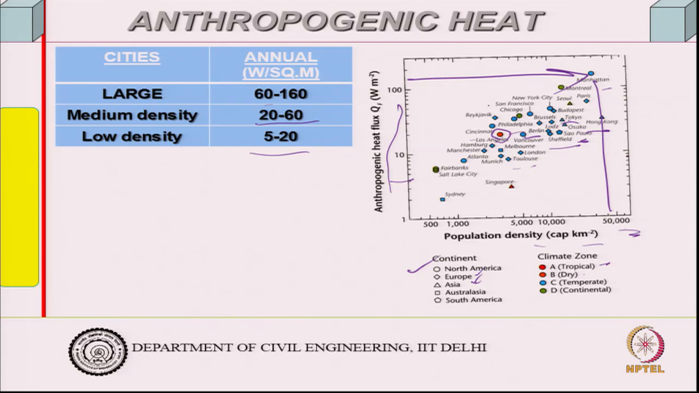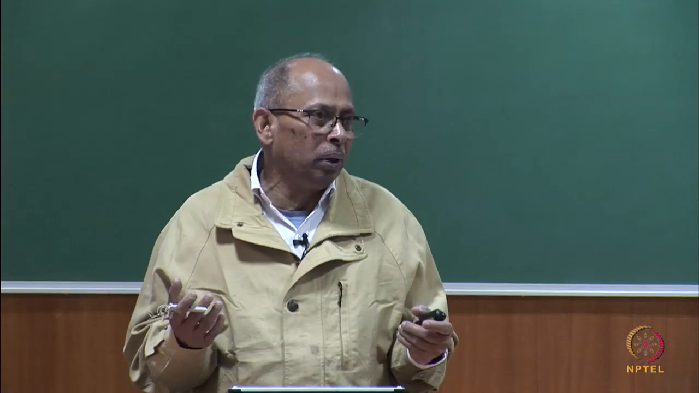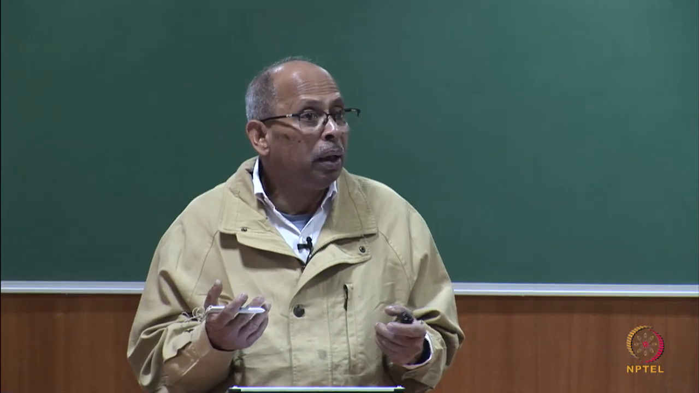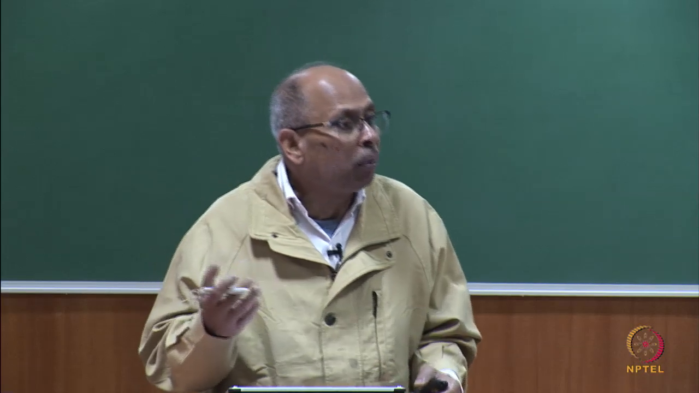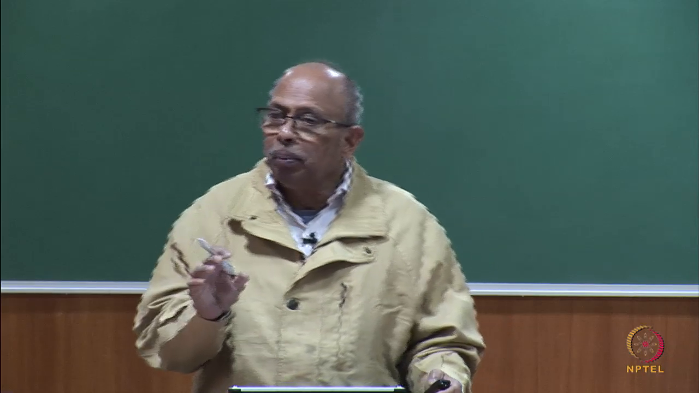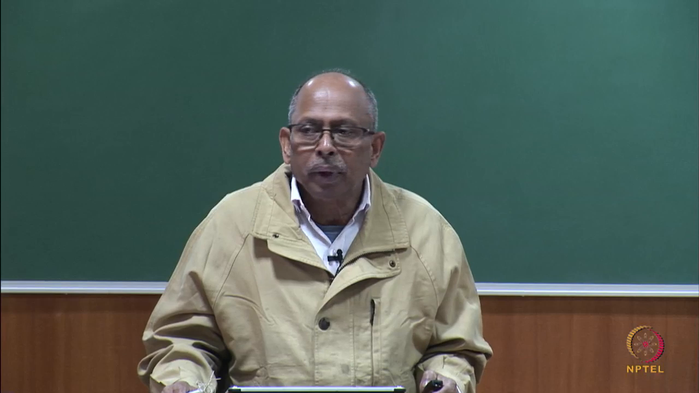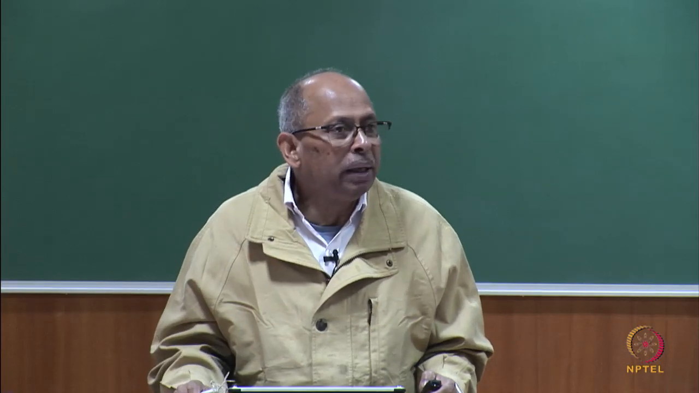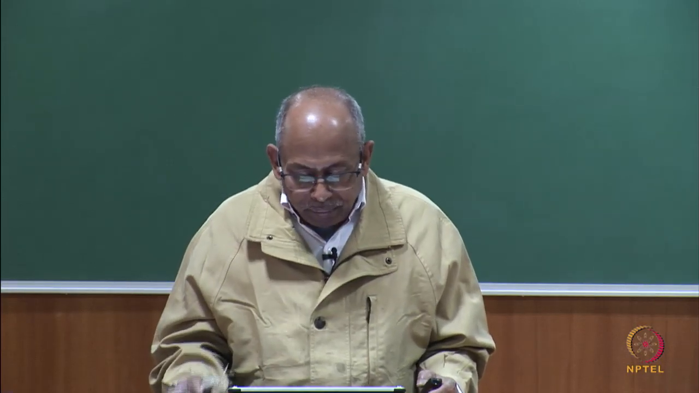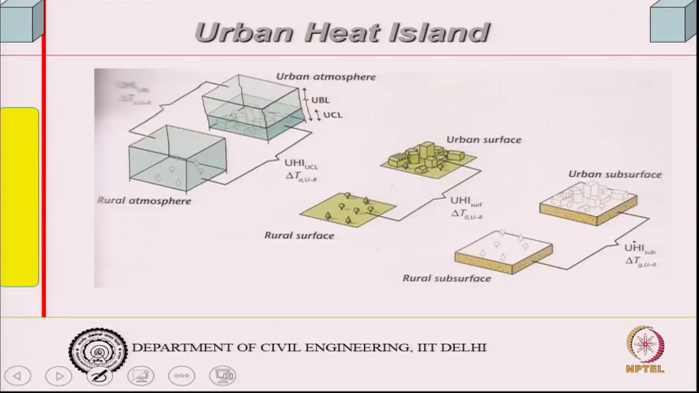One can get some estimate of this from budgeting actually. You know how much energy you are consuming the whole year, electricity consumption, so those kinds of data one can generate. But the idea is that where you have higher population density, you are likely to get more anthropogenic heat together with what we have seen coming naturally. Therefore, this results in what we call the urban heat island.